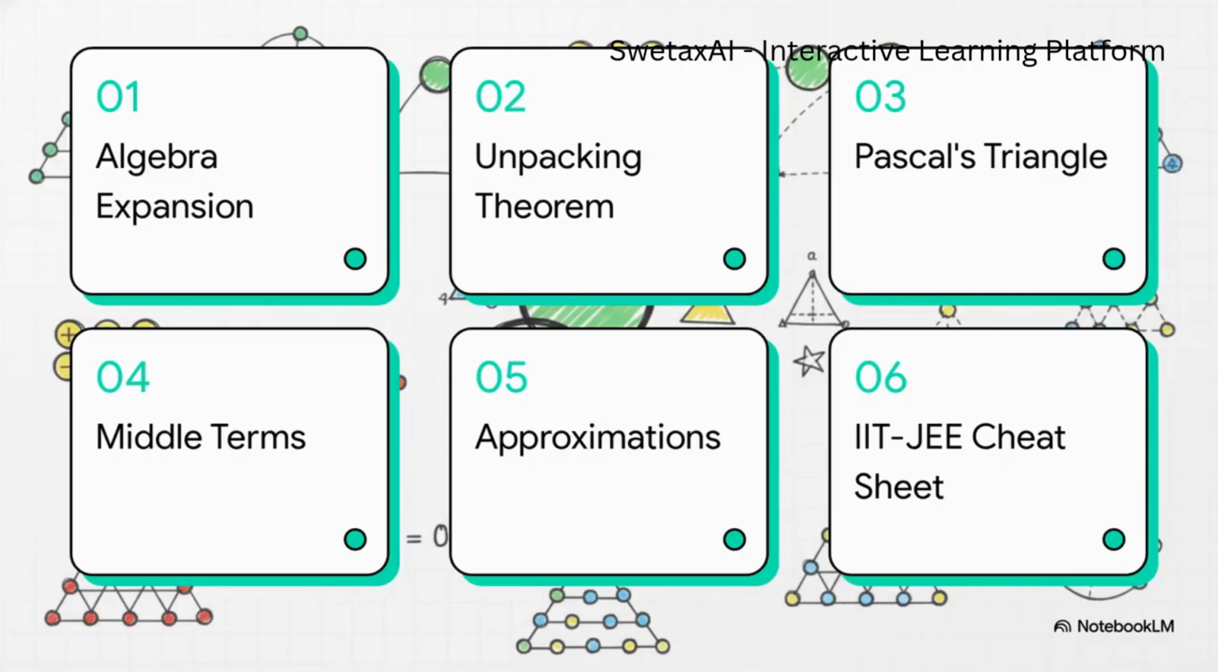All right, let's take a quick look at our roadmap. We've got 6 stops today: the algebra expansion problem, unpacking the binomial theorem, the magic of Pascal's triangle, finding specific middle terms, real-world numerical approximations, and finally, the IIT JEE cheat sheet.